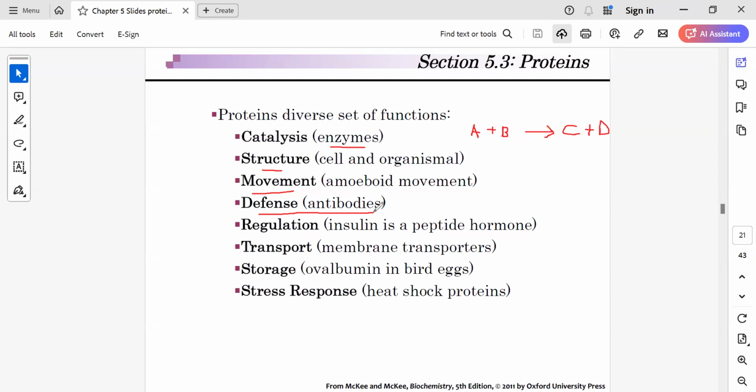There is also regulation. For example, we have insulin. Insulin is a protein that helps to regulate and maintain the level of sugar in our body. Also, in terms of transport in the membrane of cells, we have a lot of proteins that help in controlling what gets in and out of the cell. For storage, we have albumin in egg. Some proteins have the main function of storing materials. And also stress responses: we have heat shock proteins. Sometimes we are exposed to stress, so we have proteins that take care of that.